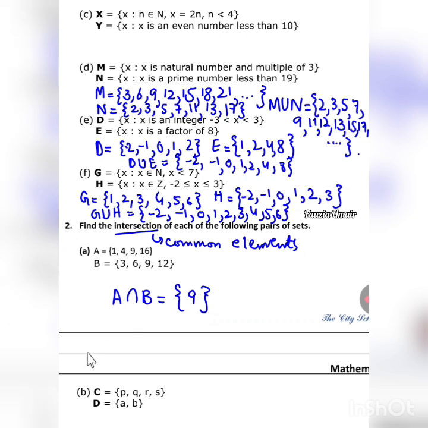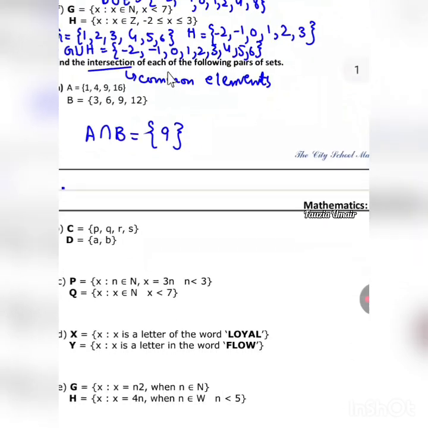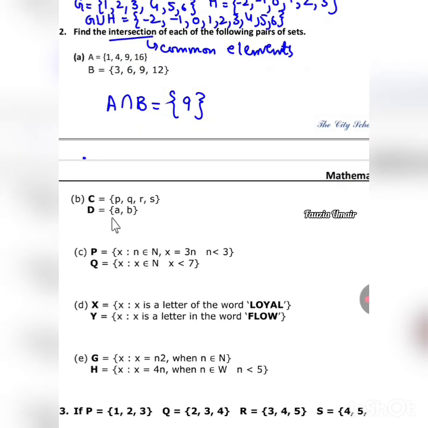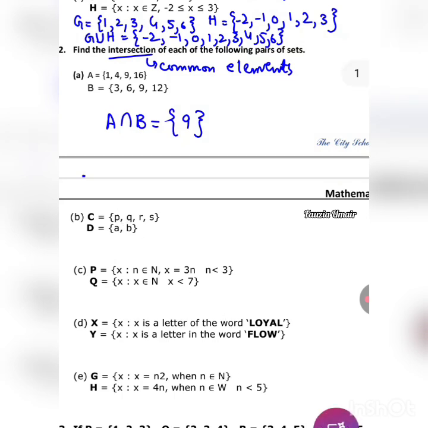So moving on to the next question. Next part. Let me scroll down. All right. So the next question is C and D. C is P, Q, R, S, D is A, B. So what would be C intersection D? C intersection D is an empty set. An empty set is written either like this or like this. There are no common elements.